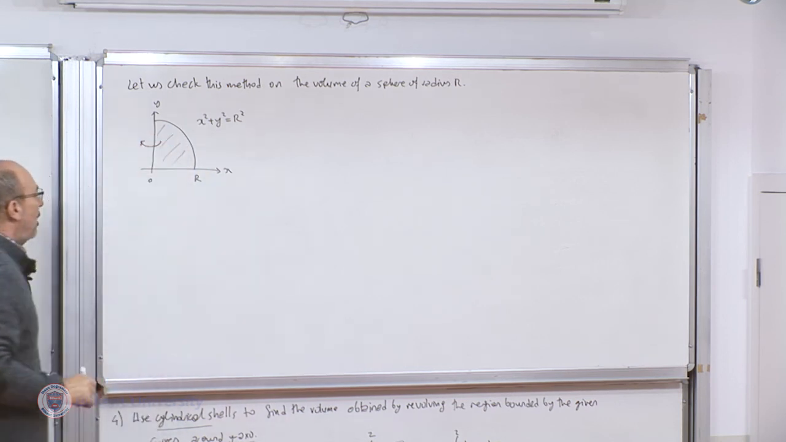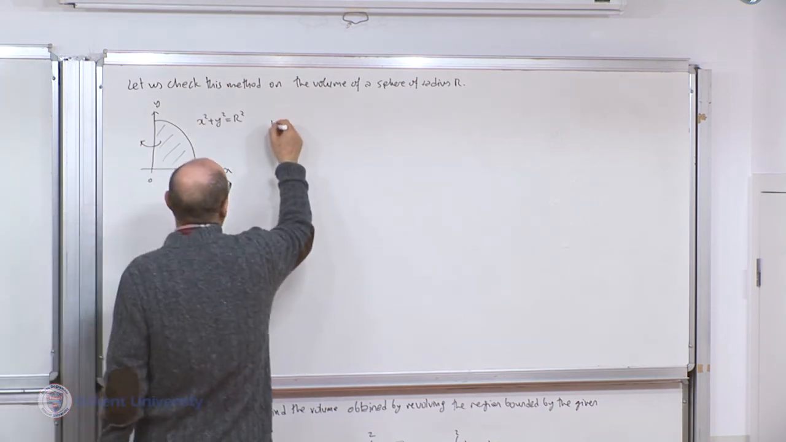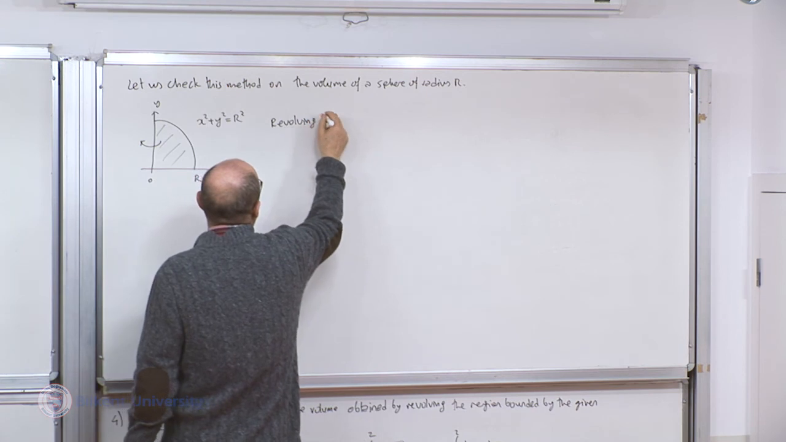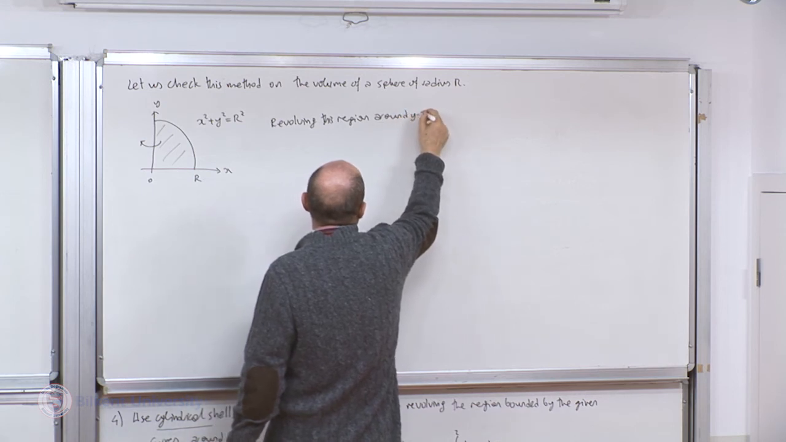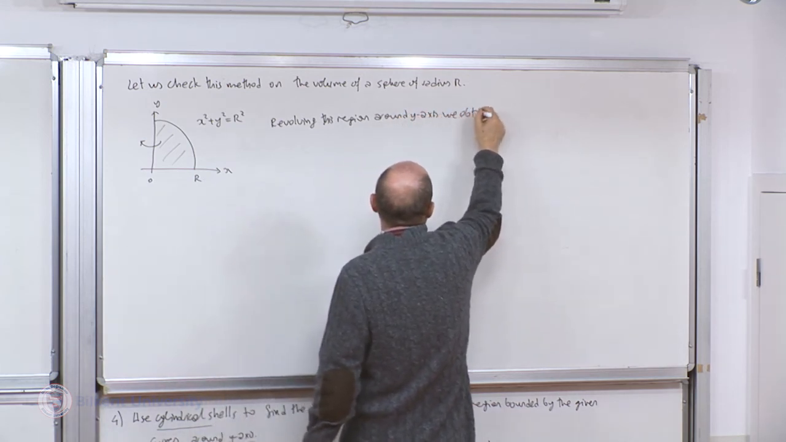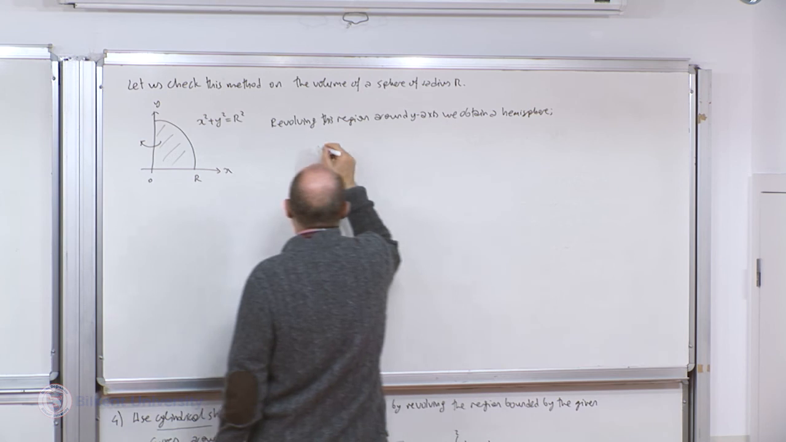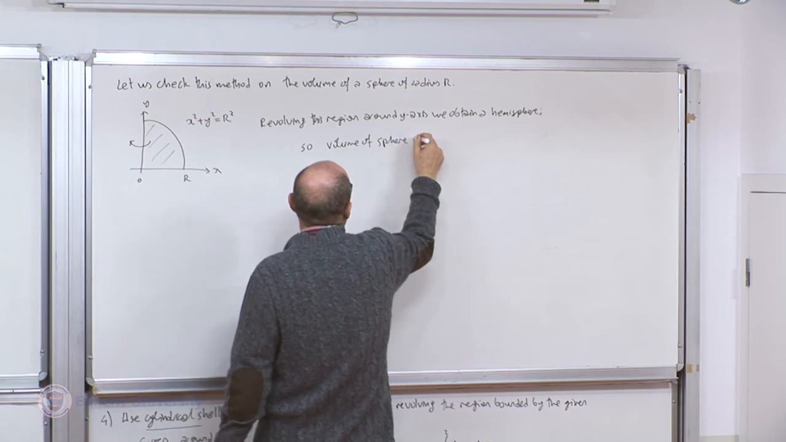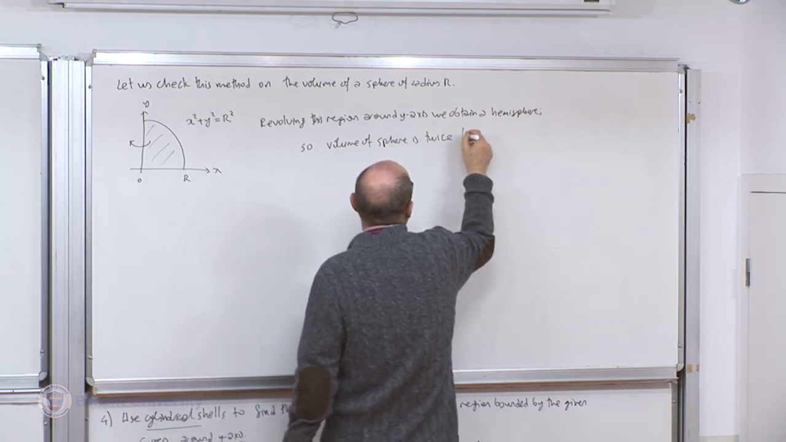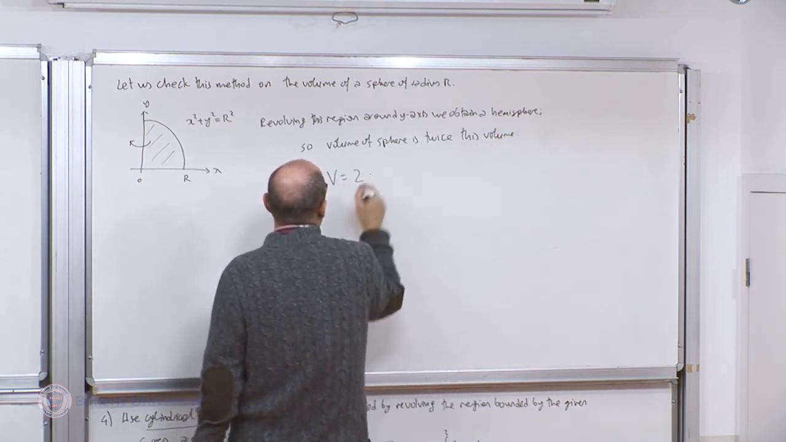We revolve this around the y-axis, we obtain a hemisphere. Okay, so revolving this region around the y-axis, we obtain a hemisphere. Okay, so the volume of the sphere is twice this volume. So the volume is equal to 2 times.